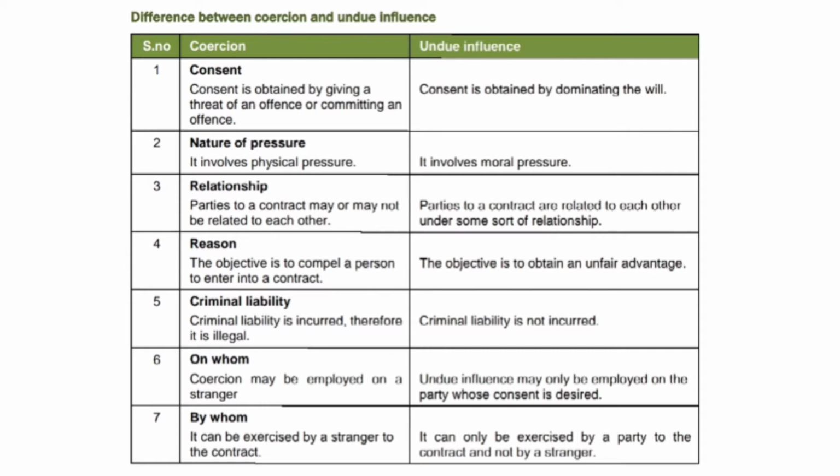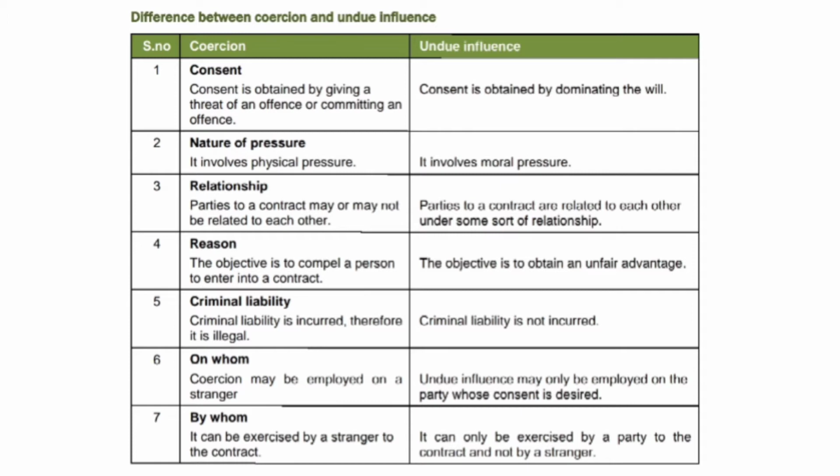That is, the other party has in one way or the other influenced your own free will to enter into the contract. The next difference relates to the nature of the pressure, and this one is pretty simple. So in coercion, the pressure is of a physical nature, whereas in undue influence, the pressure involves moral pressure.